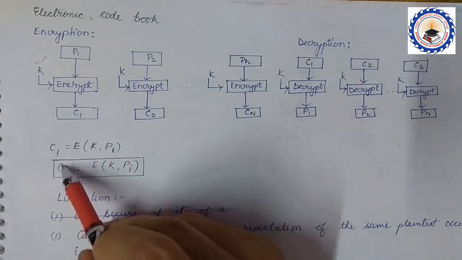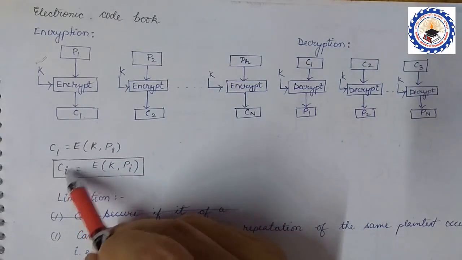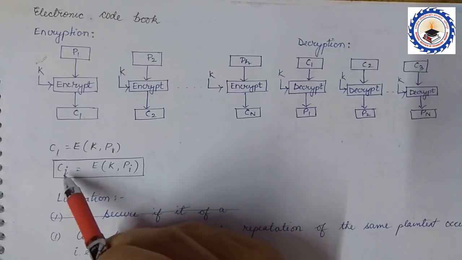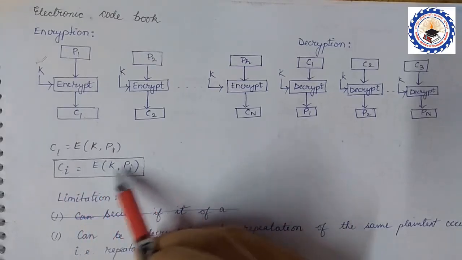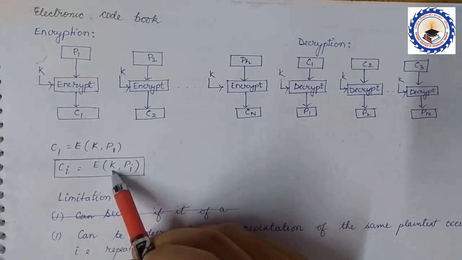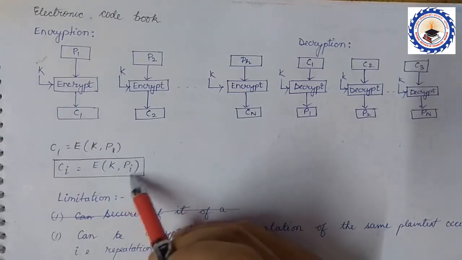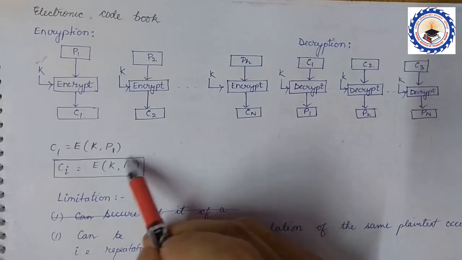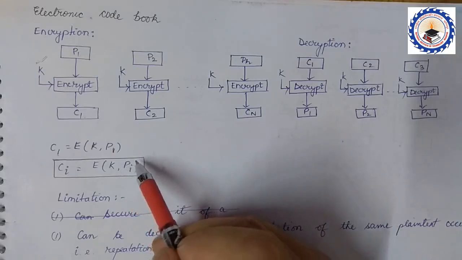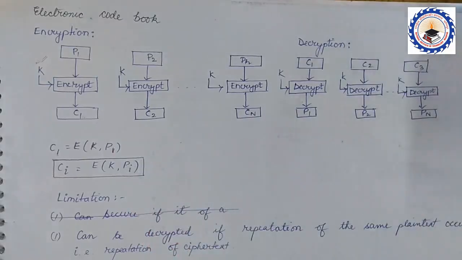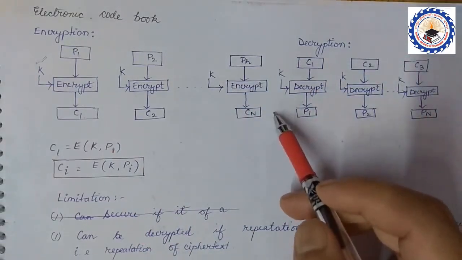So in general, if I want to write for the ith block of the ciphertext, I write in this manner, where K remains constant here, and Pi is the ith block of the plain text here. In the decryption part also, you can just write what actually you can write here.